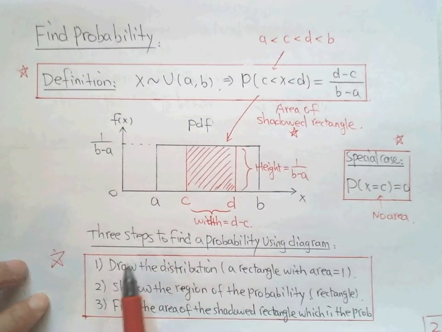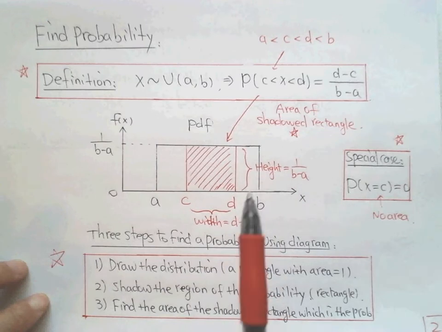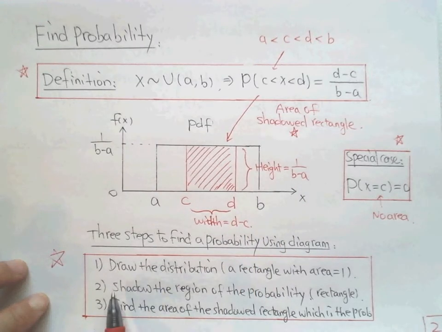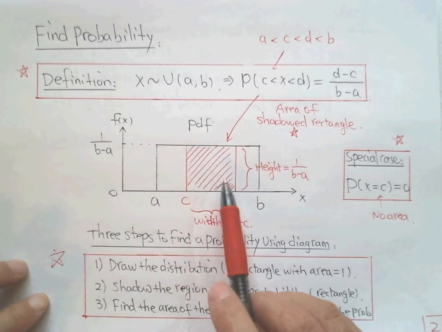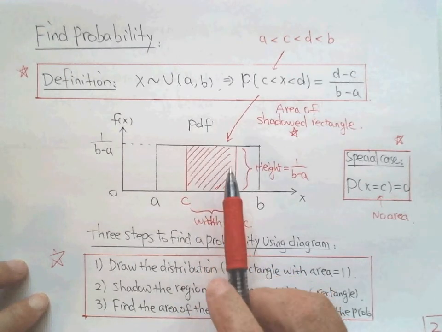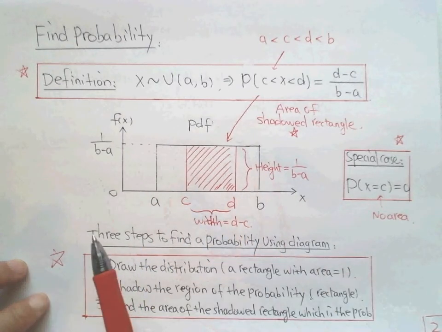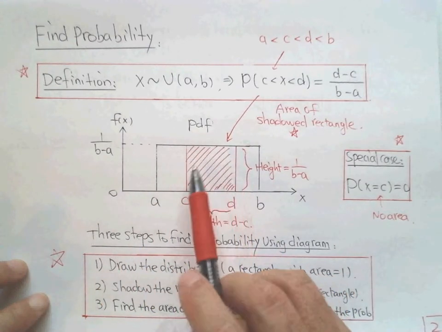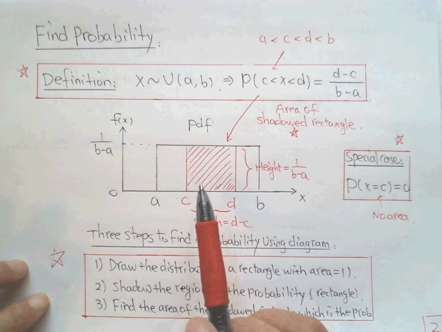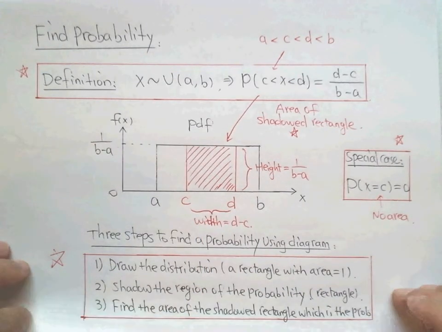How to do it? The first step, draw the big box, which is the distribution, right? Remember, the area of the big box always equals 1. The second is shade the area you are going to find the probability for. The third step is find the area of the shaded part. Keep in mind 3 steps. The first, draw the big box distribution. The second, highlight the probability. The third, find or calculate the area, which is the probability.